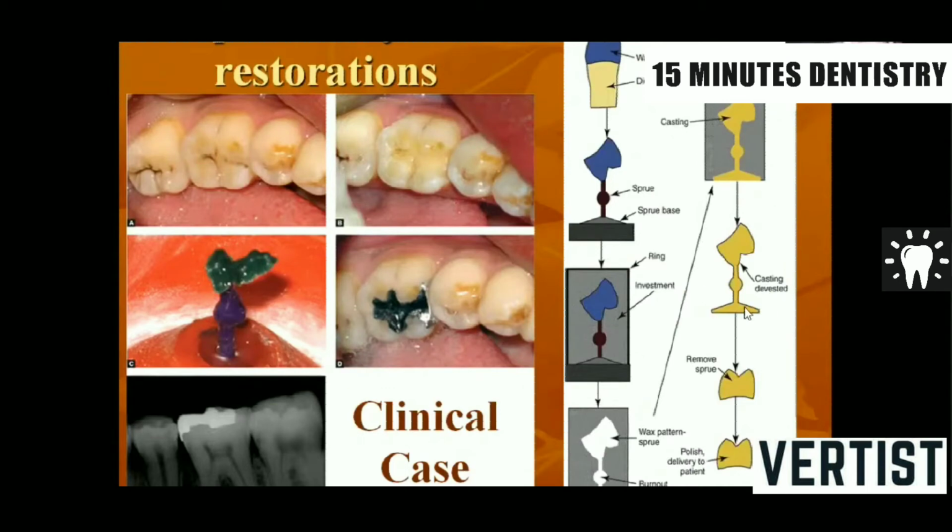This is called an unfinished casting, or in layman's terms we normally call it a raw casting. After the raw casting comes out, we clean it and we cut off the sprue.